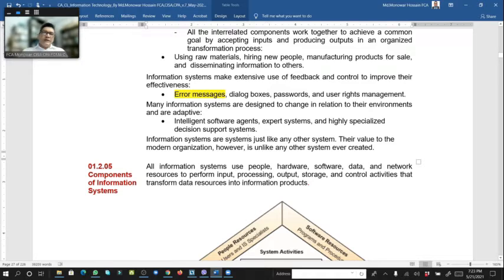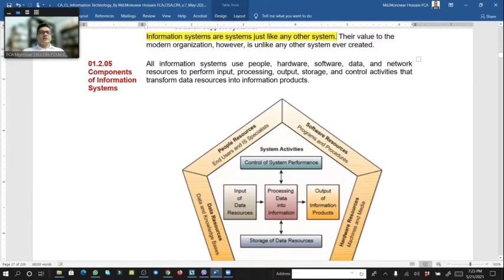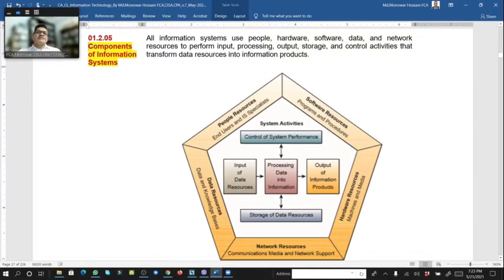Like all other systems, an information system is also a system. So what are the components of an information system? All information systems use people, hardware, software, data, and network resources to perform input, processing, output, storage, and control activities that transform data resources into information products.